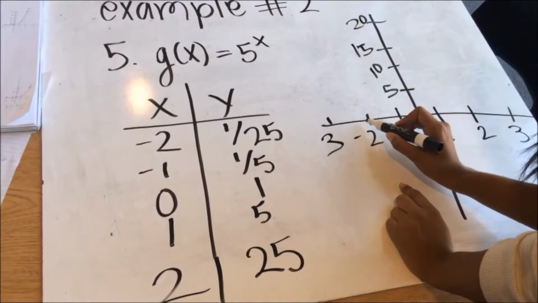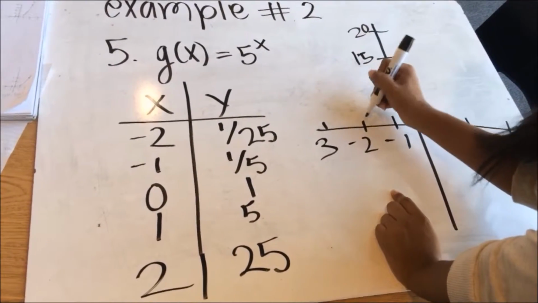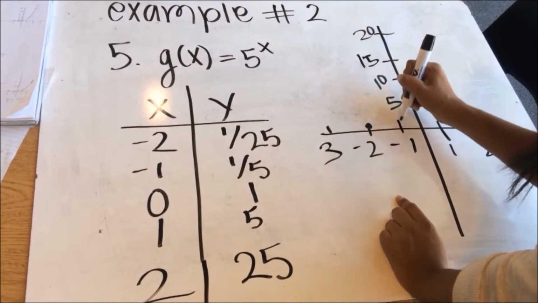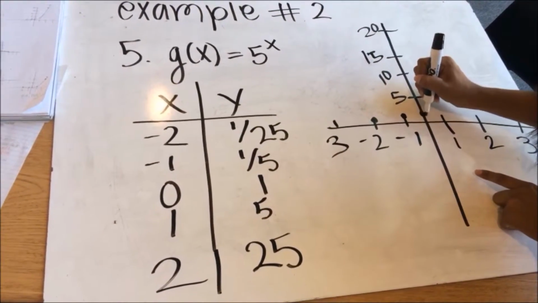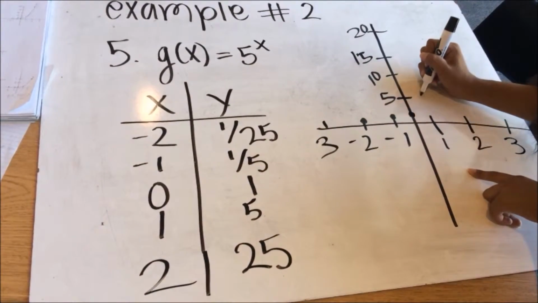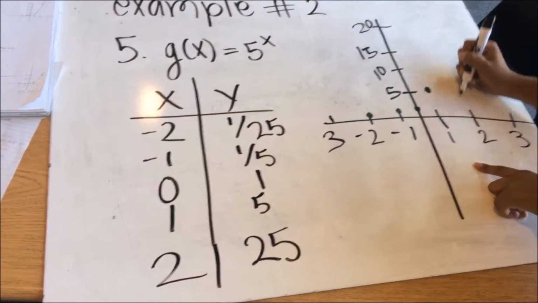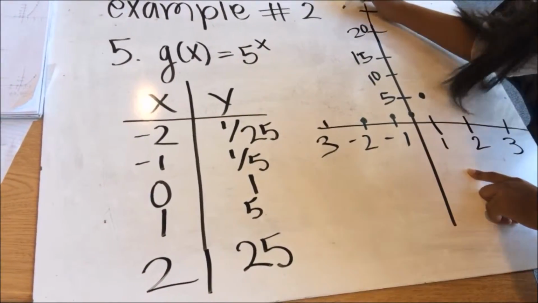So the negative 2 is 1 over 25. So you just estimate it and just plot some points there. And 0 is 1, and 1 would be somewhere here. 1 is 5, and 2 is 25.